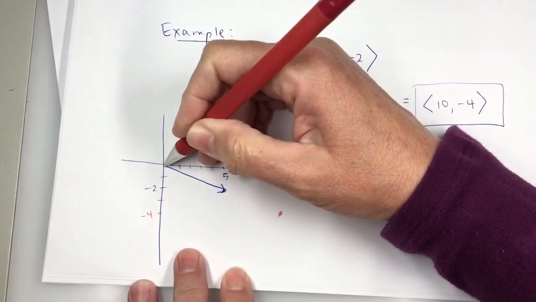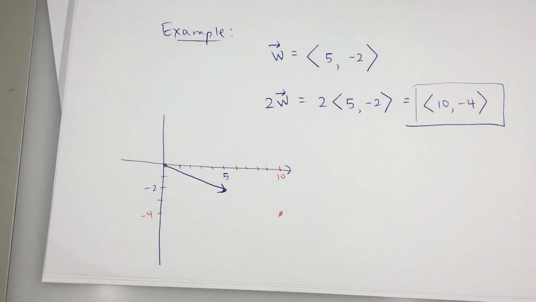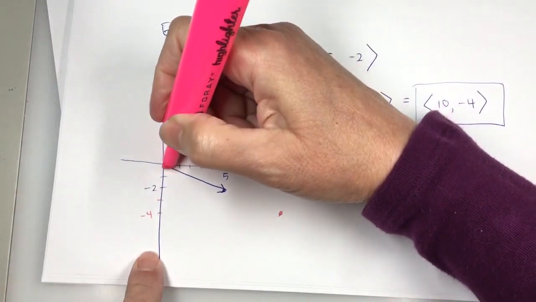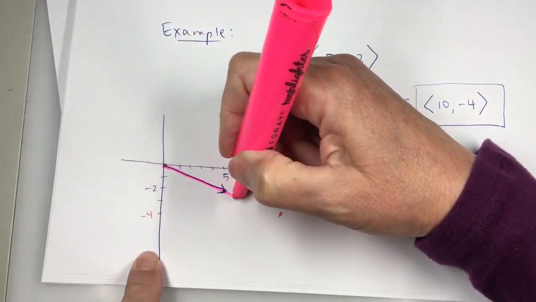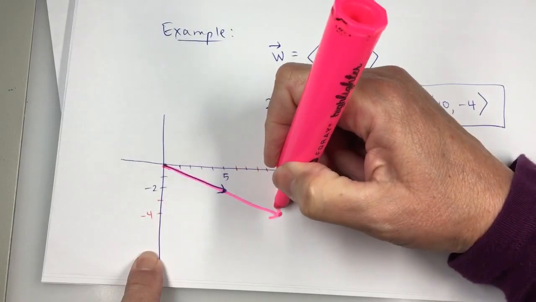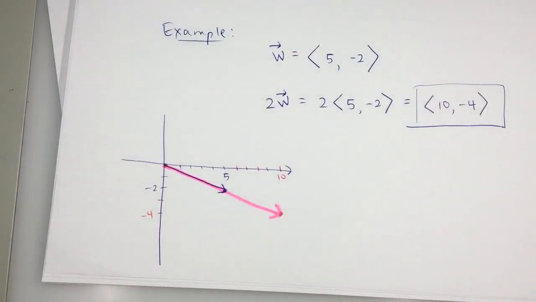And my initial point, let me get my highlighter for this one. So 2 times vector W is right there. That's probably a much better picture than the one I did, just looking at it geometrically. As I can see, it's twice the length of the first vector.